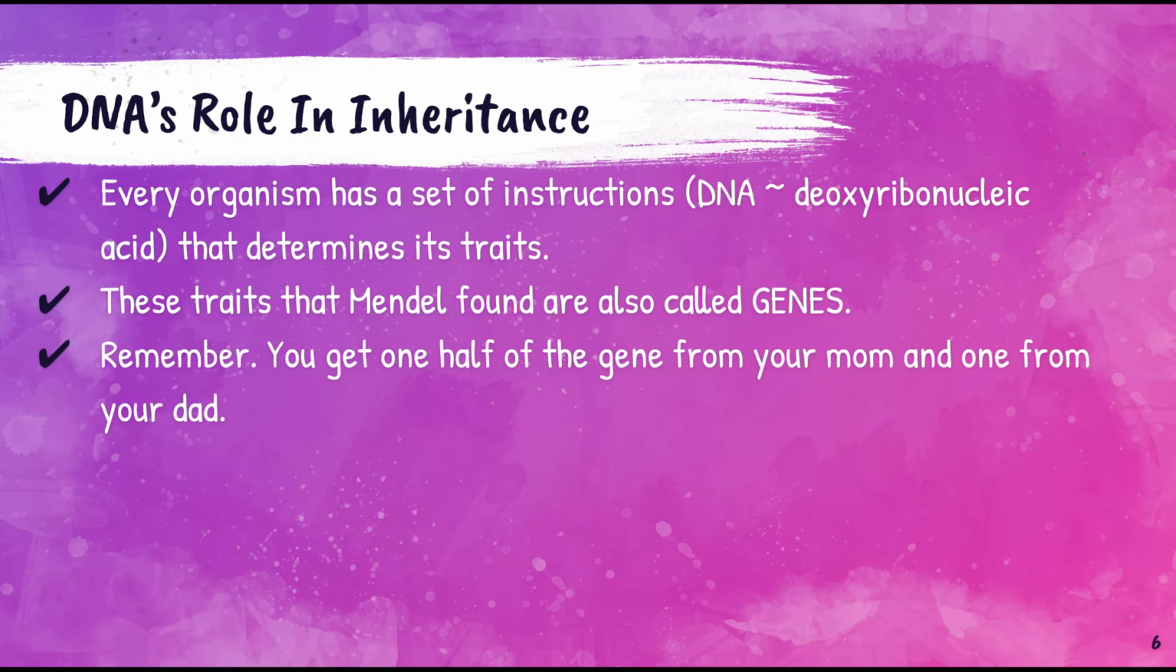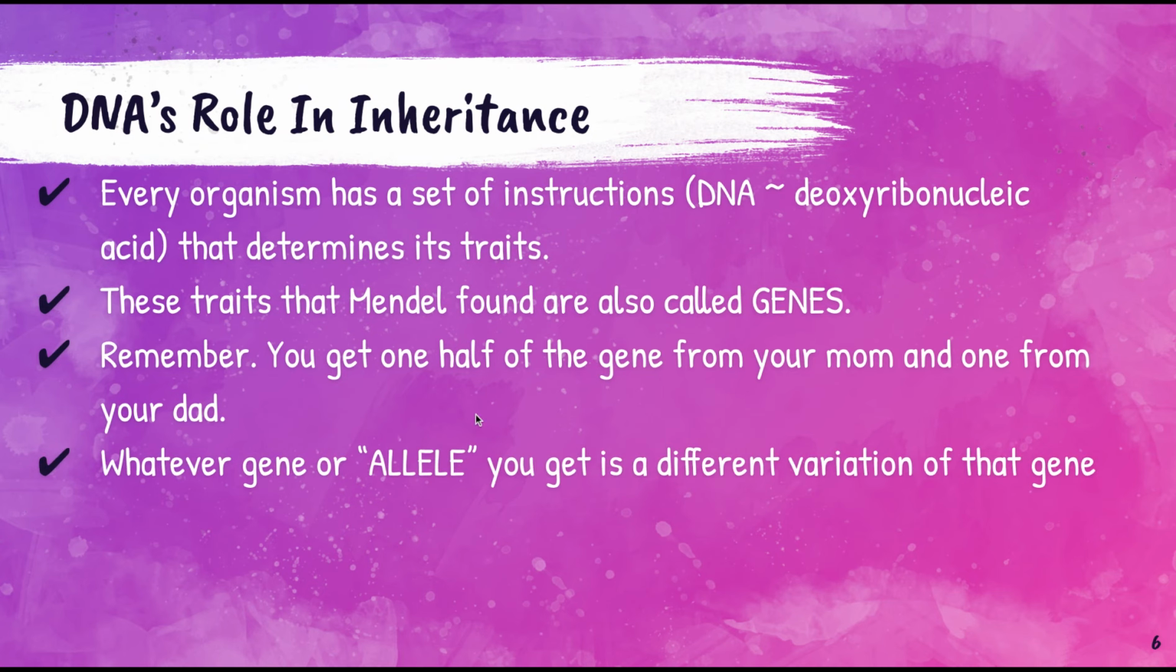Remember, you get half of the gene from your mom and one from your dad, half and half. So 23 chromosomes in a human from a mom, in an egg cell, and 23 chromosomes full of genes from your dad in a sperm cell. Whatever gene, also called alleles, you get is a different variation of the gene. So think about the different genes you could have. You have tons of different genes. Maybe you have blue eyes, green eyes, curly hair, wavy hair, earlobes attached. You can roll your tongue. You can taste certain things. You can smell certain things. You're tall, you're short. Those are all different variations, different alleles of different genes.